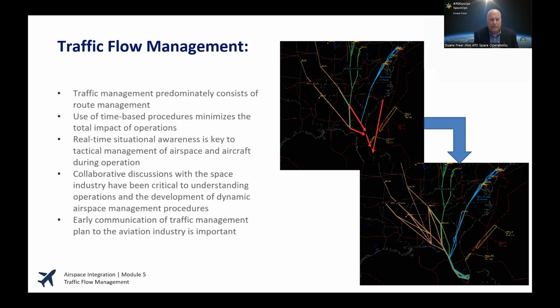Early communication of the traffic management plan is key to the aviation industry. Our international partners, our IATA, who's on here with us today, is getting them that information so they can plan their flights, they can do fuel loading, and do all of that well in advance, making sure that they have the plan and can make their plans accordingly.